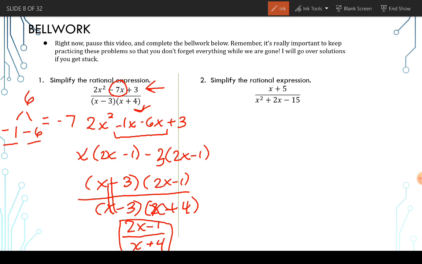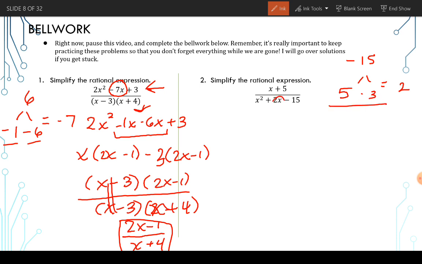All right, let's try this one here. So we need to factor the denominator. So we need two numbers that multiply to -15 and add to a +2. So that would be a 5, and negative 3. We have our magic numbers.